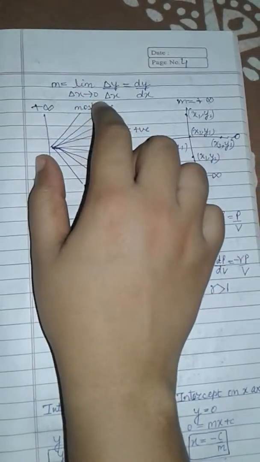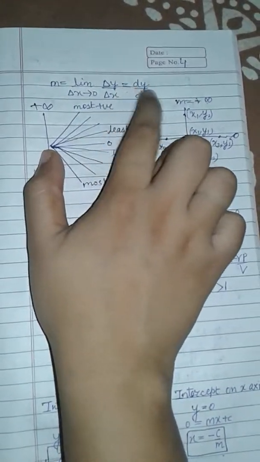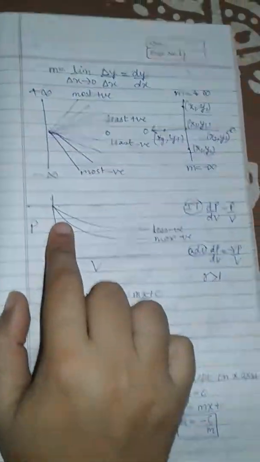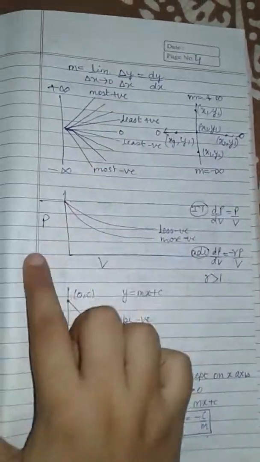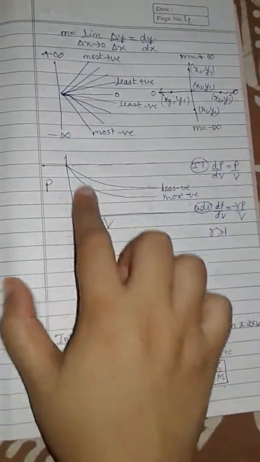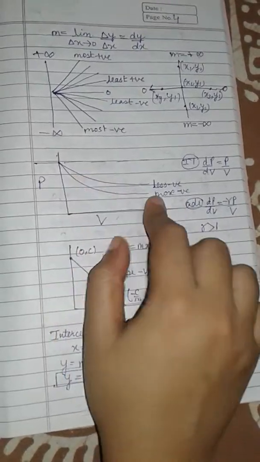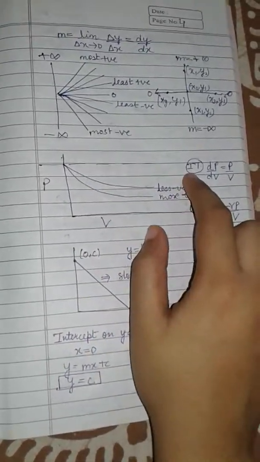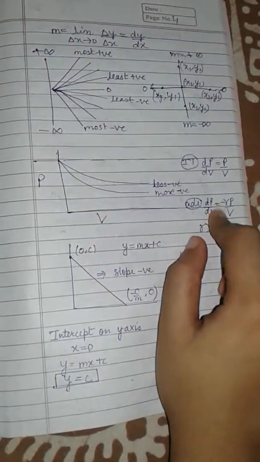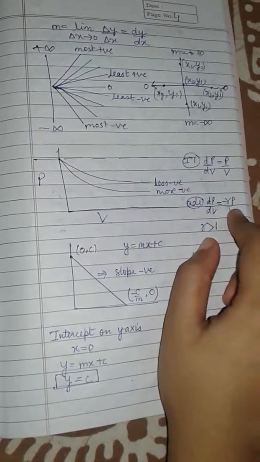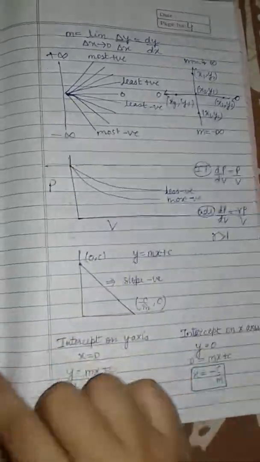Now m is equal to limit delta x tends to 0 of delta y upon delta x, which is equal to dy upon dx. Here from plus infinity to minus infinity, this is most negative part, this is least negative, this is 0, this is least positive, this is most positive part. If a pressure volume graph is drawn, this is the more negative line and this is the less negative line. Isothermal dP upon dV will be equal to minus P upon V, but for adiabatic dP upon dV is equal to minus gamma P upon V. Gamma is greater than 1.